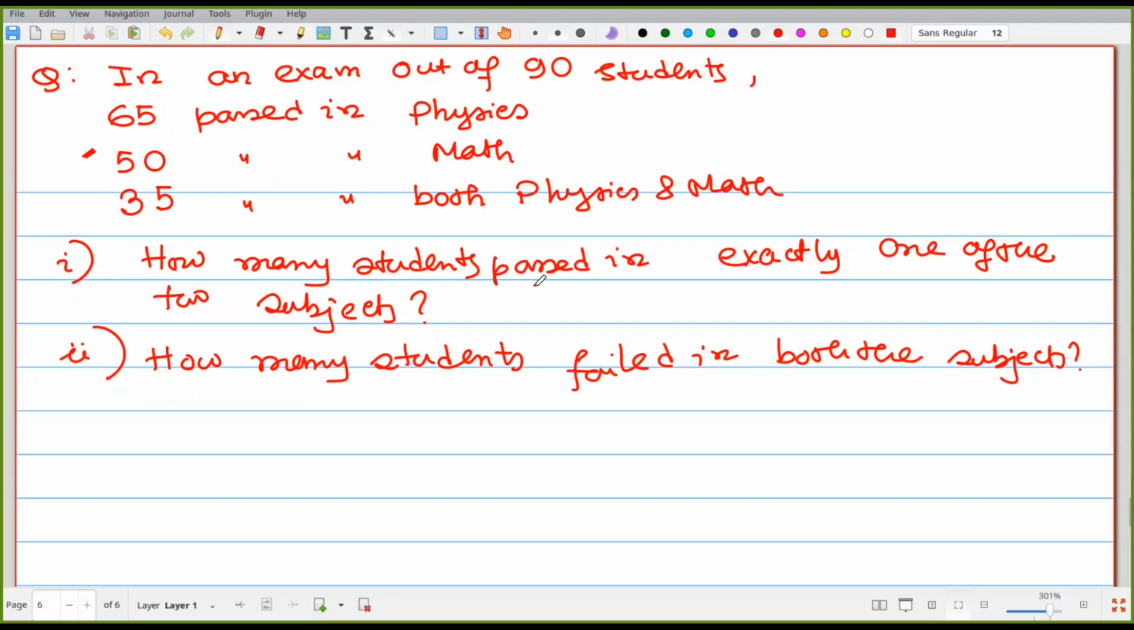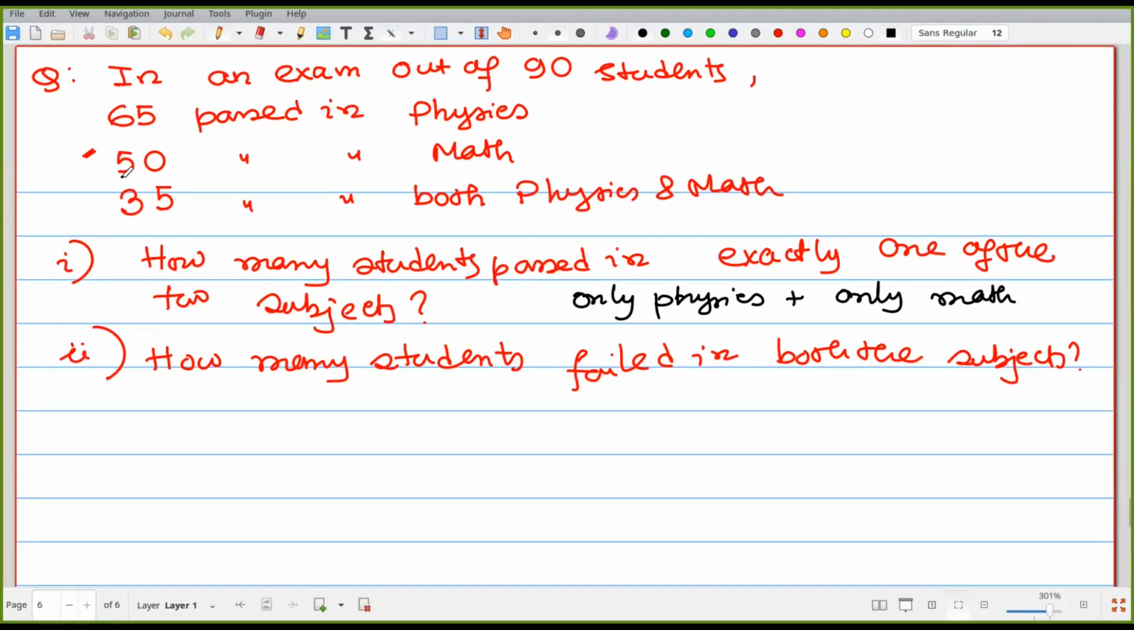So how many students passed in exactly one of the two subjects? One of the two subjects means we have to find out who have passed in only physics plus only math. That means who have passed only physics means he or she has passed in physics but not in math. Only math means he has passed in math but not in physics.